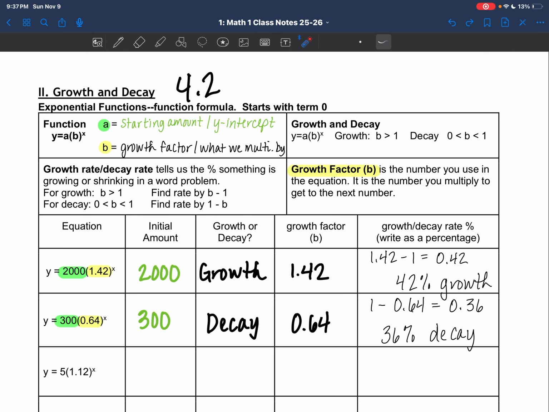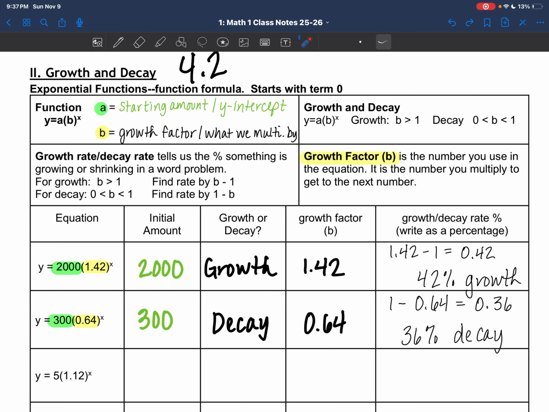If it's growth, you're going to find the rate by taking your number minus 1. And if it's decay, you're going to take 1 minus whatever your B value is. The growth factor is just a number used in the equation, so it's what you multiply to get to the next number. So let's get started.